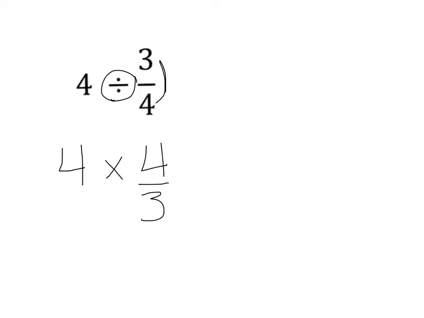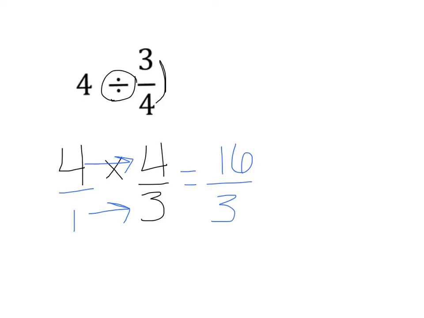And then, once again, it's simple multiplication. So remember, we'll make 4 into a fraction over 1, and we're going to multiply across. 4 times 4 gives me 16, and 1 times 3 gives me 3, multiplying across the numerators and denominators. So my answer is 16/3.